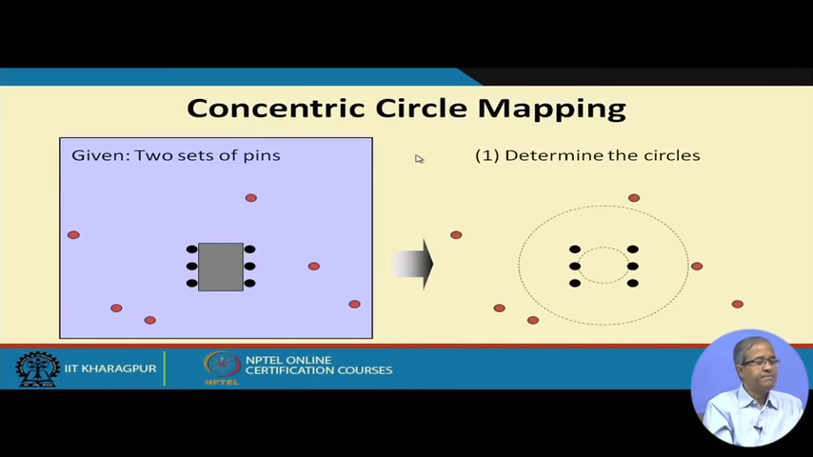First step, it draws two imaginary circles, one inside this group of 6 pins and the other outside this group of 6 pins, but inside the external pins. So, you can see these two circles, concentric circles, right. These are imaginary circles we are drawing.